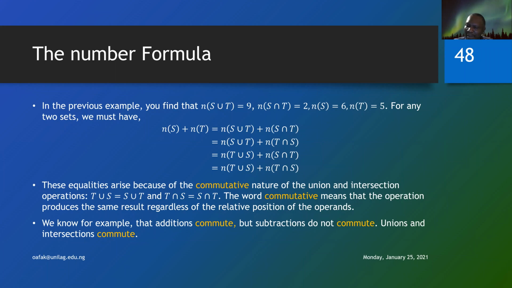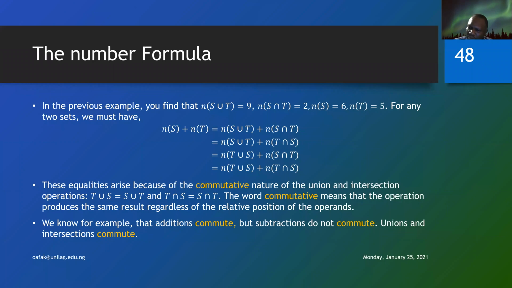But 2 minus 1 is not the same thing as 1 minus 2. So addition is commutative, but subtraction is not commutative. The fact that some operations are commutative doesn't mean that all operations are commutative. Division is not commutative, because 1 divided by 2 is half, while 2 divided by 1 is 2. So the answers you get are different.